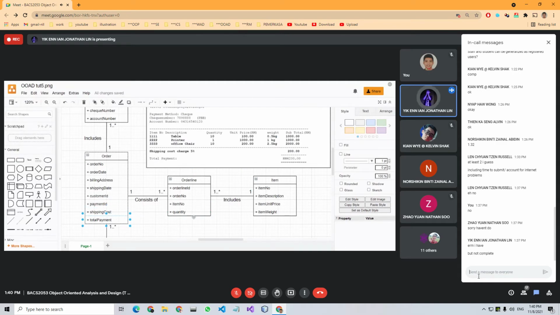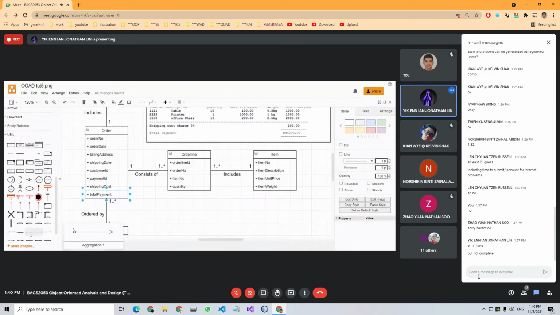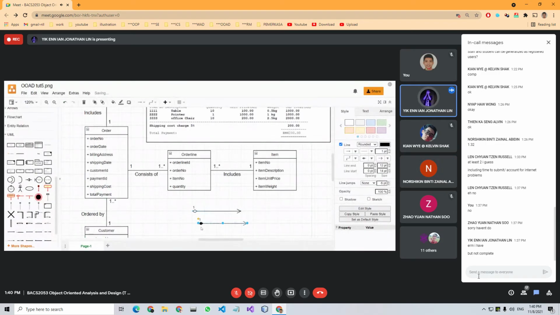But I haven't really done the relationships yet, such as composition and aggregation. I haven't done that.